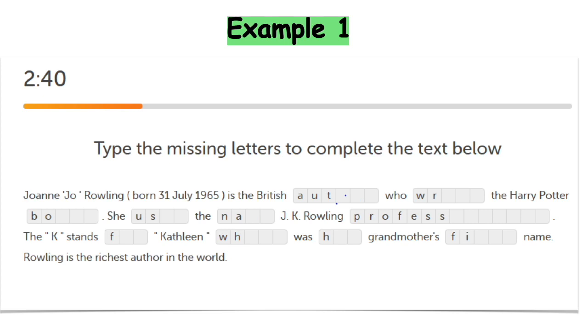Type the missing letters to complete the text below. Example number 1. Let's first read the first and last sentence of the paragraph. Joanne Jo Rowling, born 31st July 1965, is the British dash. Who dash the Harry Potter dash. The last sentence is Rowling is the richest author in the world. So over here we are talking about an author or the writer, and we are talking about the book Harry Potter. Let's discuss how we need to fill this out.